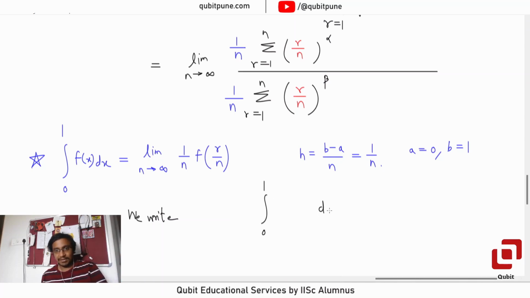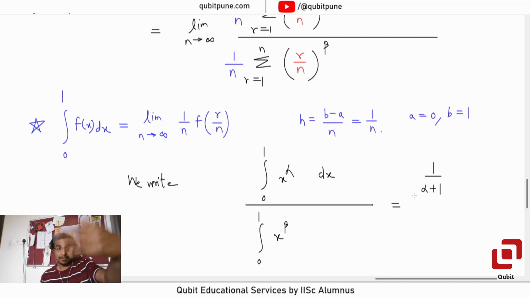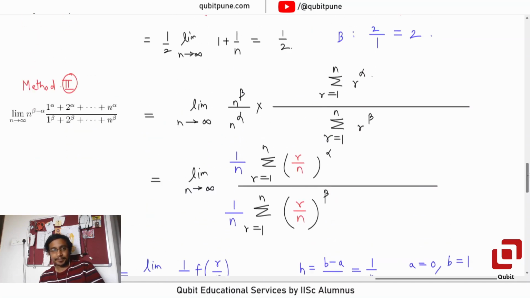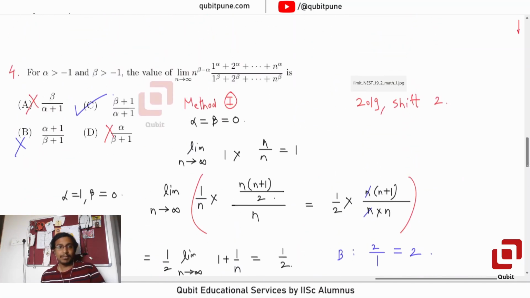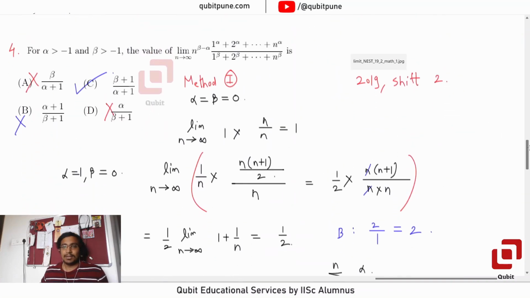Can you recognize the function for me? x raised to alpha. And in the denominator, what would be the function? x raised to beta. What is the limit now? The value is x raised to alpha plus 1 upon alpha plus 1. Forget about the upper and lower limits, because 1 will give you 1, and 0 will give you 0, upon beta plus 1. So beta in the numerator, alpha in the denominator. Right? Beta in the numerator, alpha in the denominator, same option. Got it?